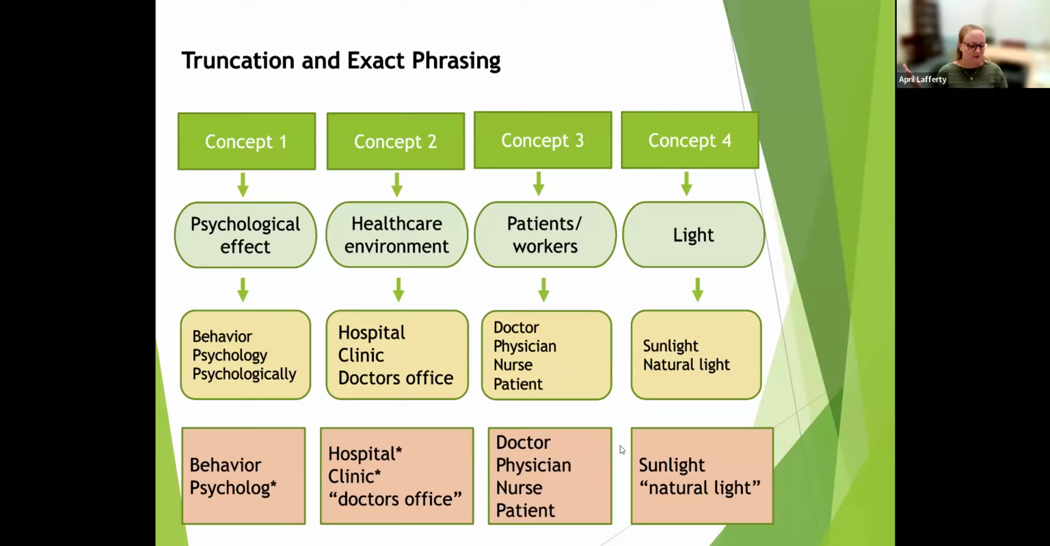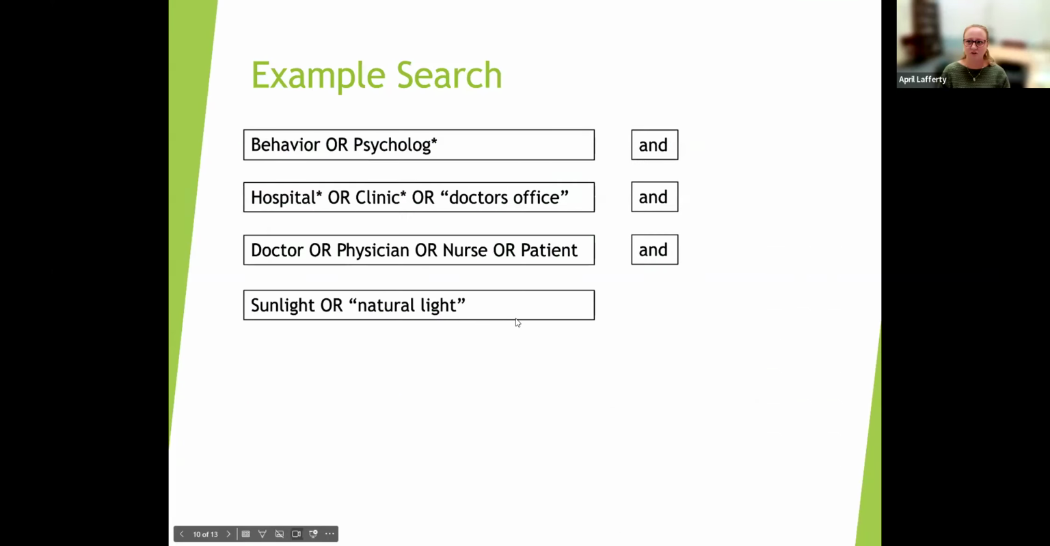Okay, so that's truncation and exact phrasing. So now I'm just going to show you really quick what it would look like if you were doing a search in a database or in one of our library resources. This is how you would enter it into the search boxes. Each box represents a different concept, and notice how each box is separated by "and." So we have behavior or psychology, and then connected by "and."